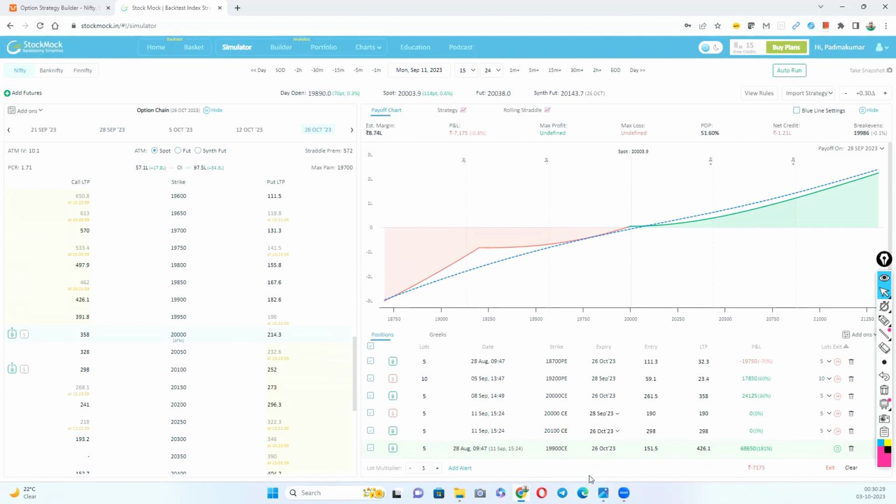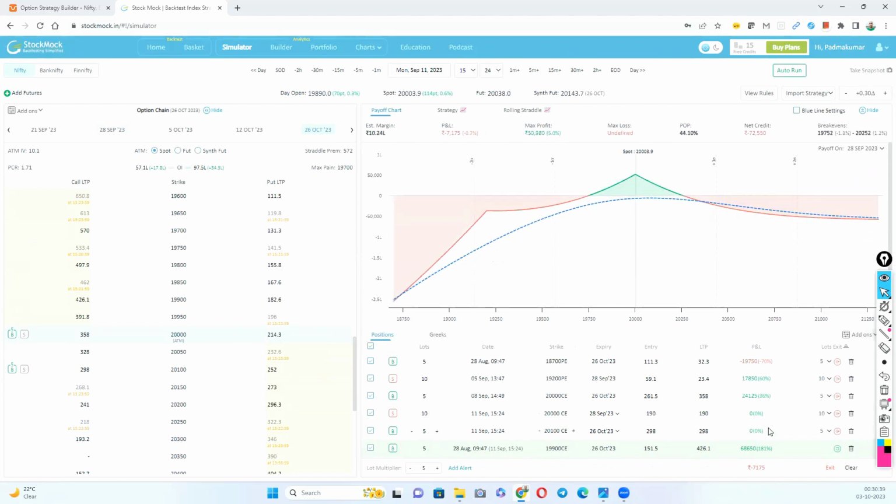But the number of lots, we need to check. The number of lots is 10. Sold lots are always higher, right? This is 2:1. So this is what we added now: 20,000 from September, 20,100 from October. Of course, we rolled up and booked some loss by rolling up. That is okay. This is on 11th September.